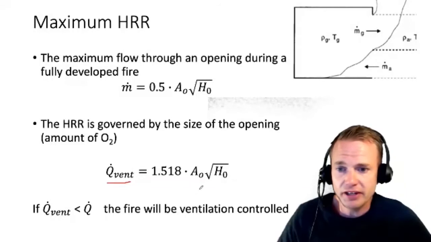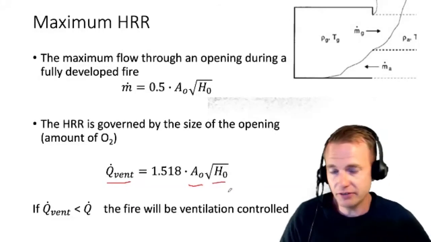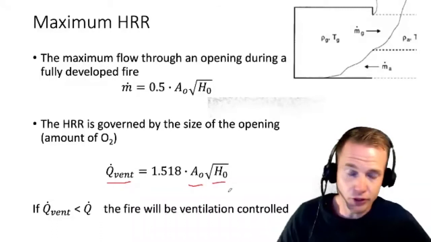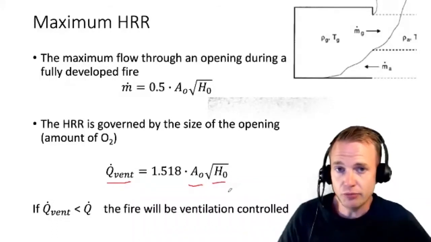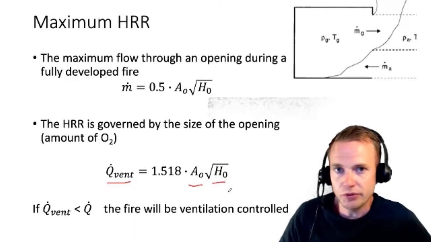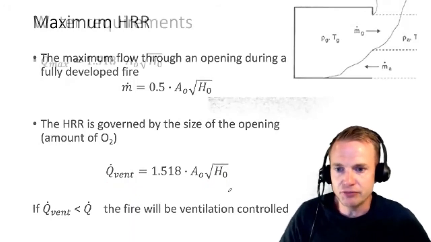The only thing that we need to know is the area of the opening and the height of the opening. These are things that we can measure when we come to the scene, or maybe we can estimate if we are at the scene in an operational stage and see, okay, there's a fire over there, it's a door opening, that's the only opening, then we can estimate the heat release rate from that fire.